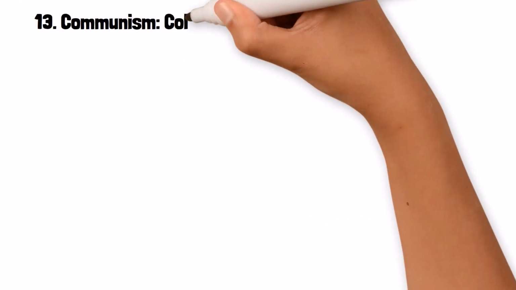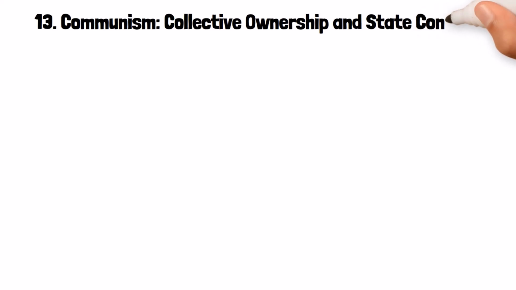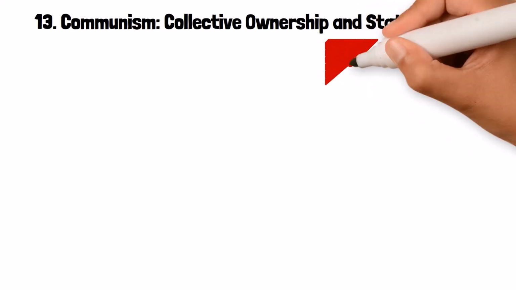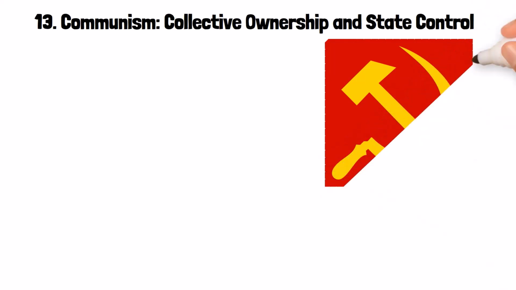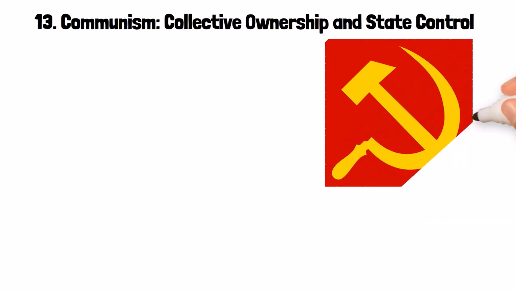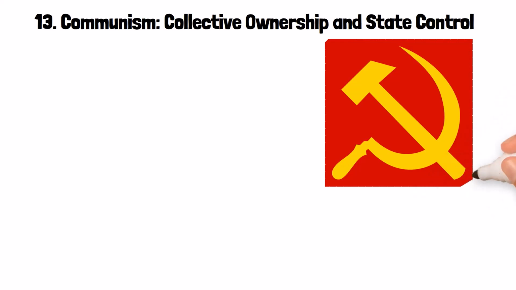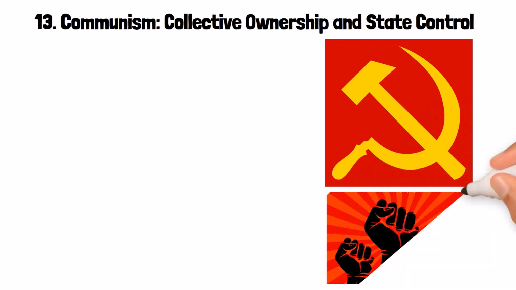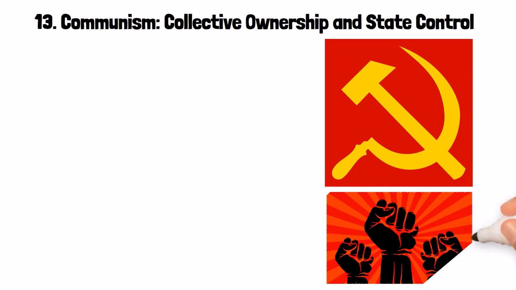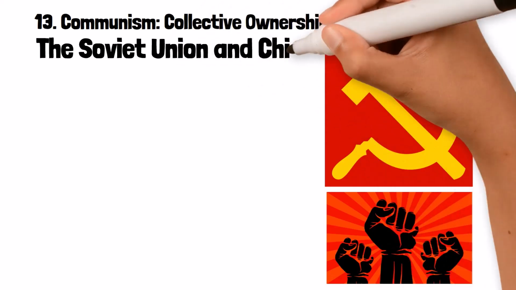13. Communism. Collective ownership and state control. Communism is a political and economic ideology that advocates for the elimination of private property and the establishment of a classless society where the means of production, factories, land, resources, are collectively owned and controlled by the state or the community as a whole. In a communist state, the government typically controls all aspects of the economy and distributes resources according to need. Examples of communist states include the Soviet Union and China.